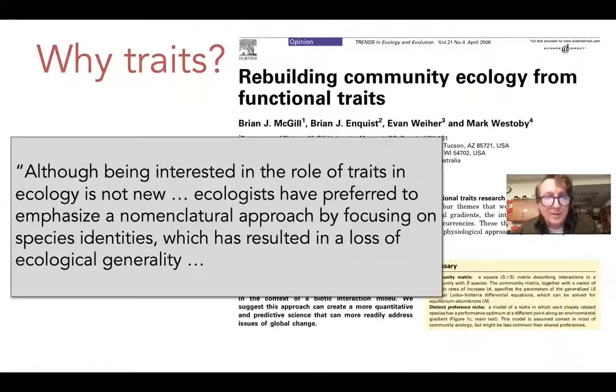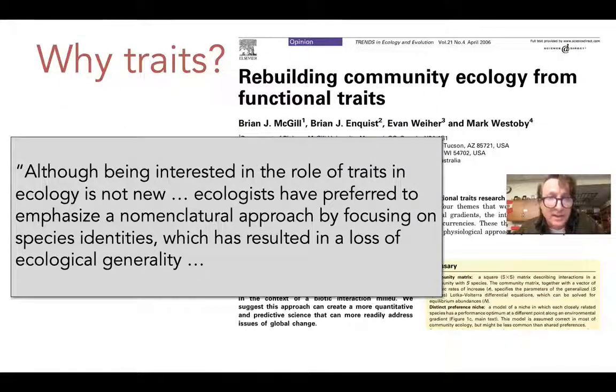And in that paper, if I want to just pull out a quote or two. In this paper, we say that although being interested in the role of traits in ecology is not new, and trait-based ecology isn't new, you can go back to Humboldt and Darwin, and people have been measuring traits for a very long time. But what seems to be new now is that, in general, there is a new need for traits. And the need for traits has to do with this urgency to generate generalities and predictions.